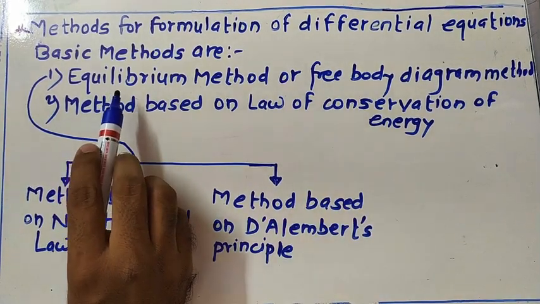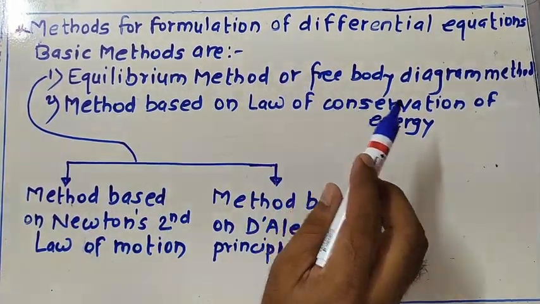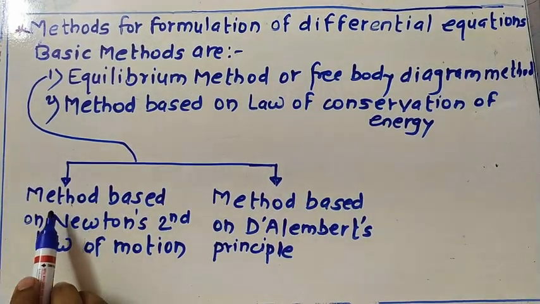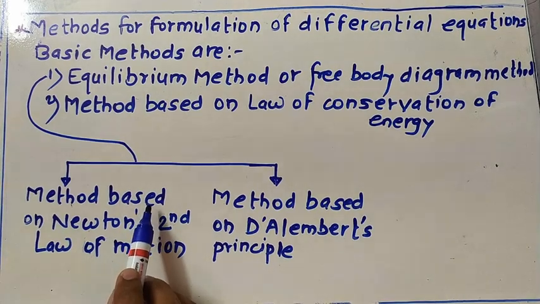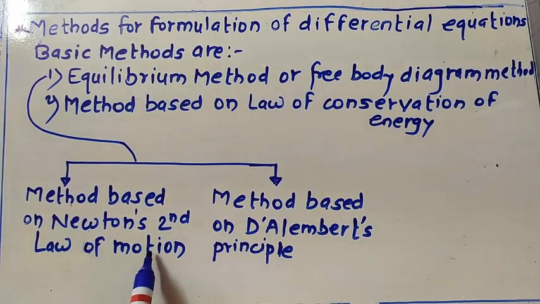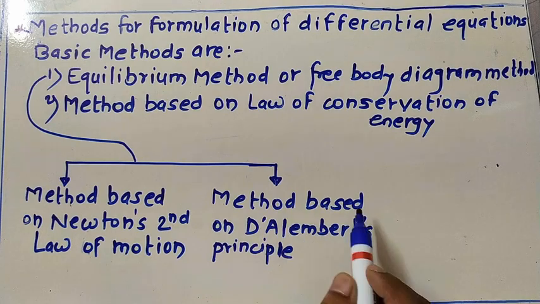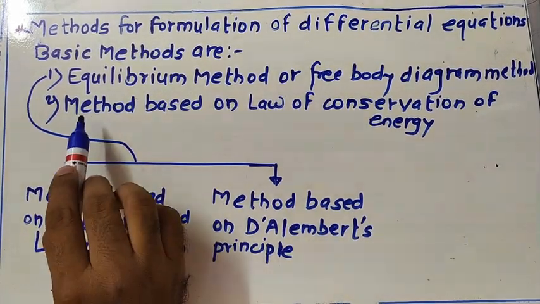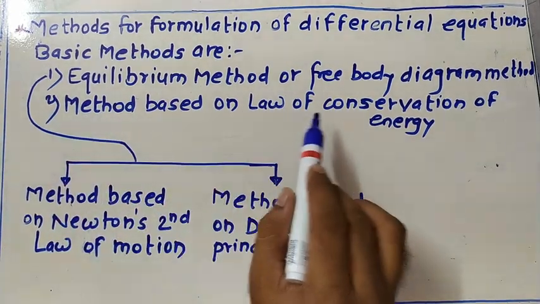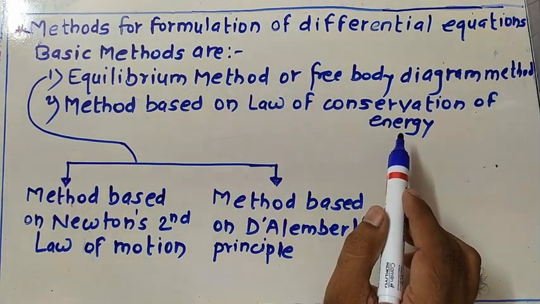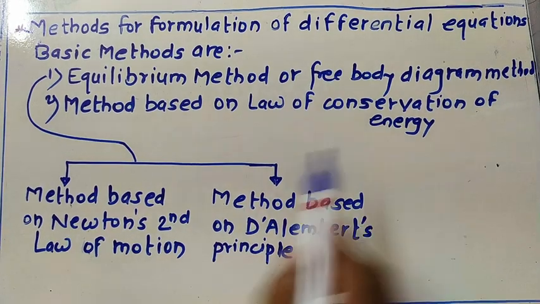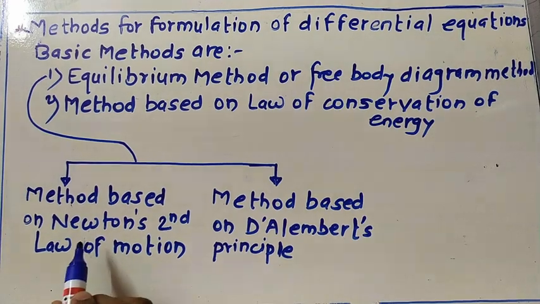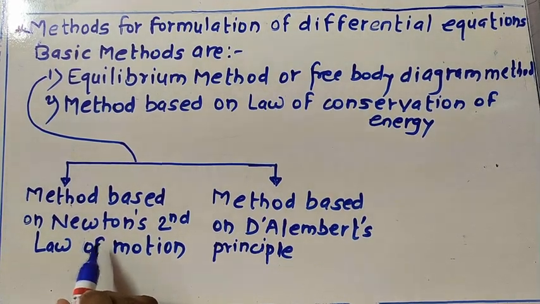Again, the equilibrium method or the free body diagram method is classified into two different sub-methods. First one, method based on Newton's second law of motion, and second one, method based on D'Alembert's principle. The second case, method based on law of conservation of energy, we'll see in the next lecture. Now see Newton's second law of motion for the development of differential equation.